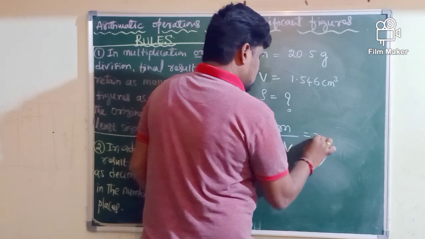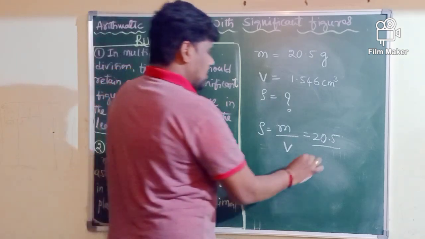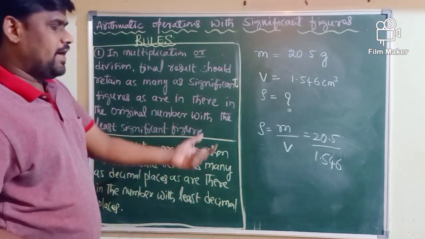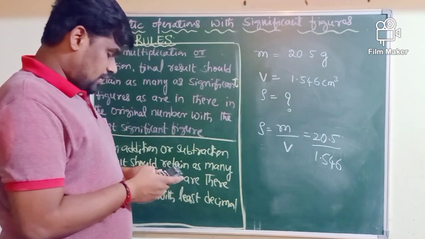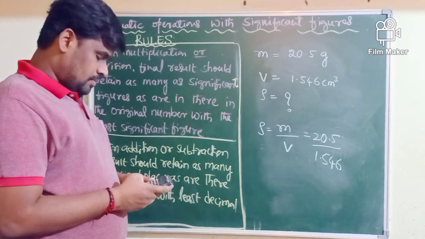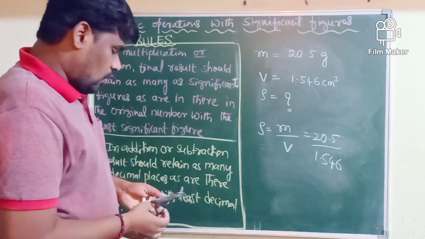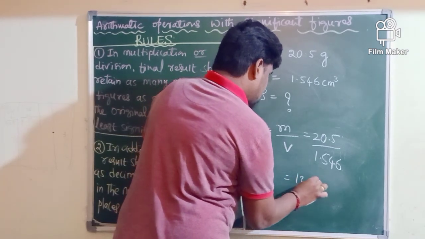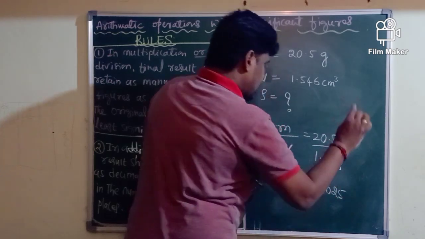What is the mass here? Mass is 20.5 divided by volume, which is 1.546. 20.5 divided by 1.546. First, as usual, we will find the result. 20.5 divided by 1.546. What result I have got here is 13.260025. This is the result.